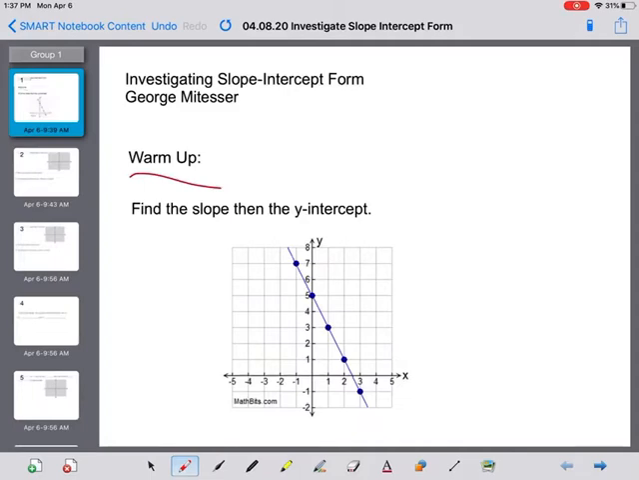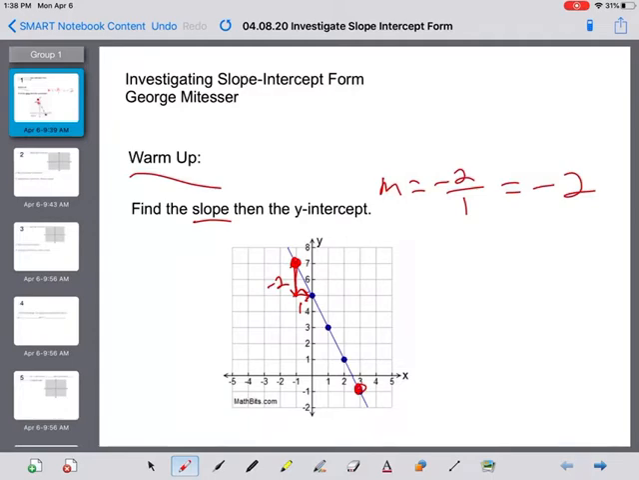Find the slope and then find the y-intercept of the following graph. Pause the video. And then when you're ready, hit play and check your answer. So let's start with the slope. You pick any easy point on the line and then move to another easy point on the line by only moving up and down or left and right. So if you start here, you move down first 2 and right 1, which gives you a slope of -2/1.